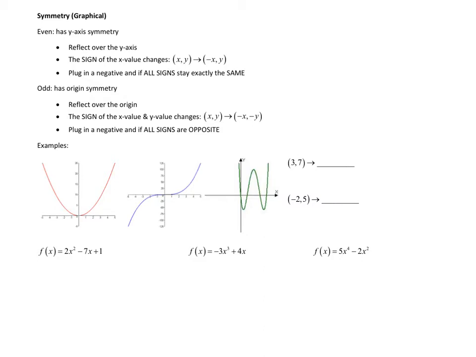If it has odd symmetry, when I reflect over that origin, it's actually going to make the x and the y change signs. So if they were positive, they become negative. If they were negative, they become positive. Okay. So let's look at what that looks like, and then we'll talk about the equation.